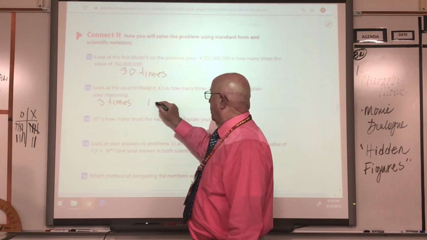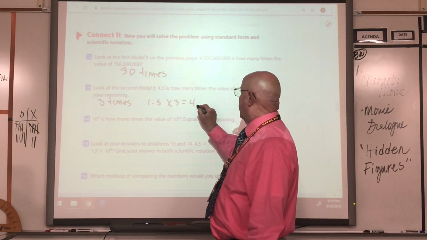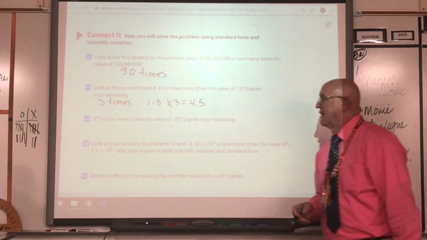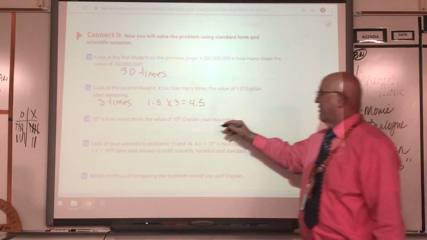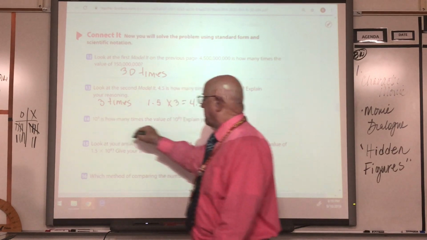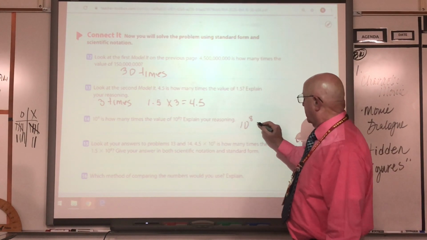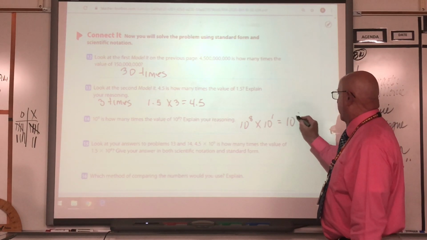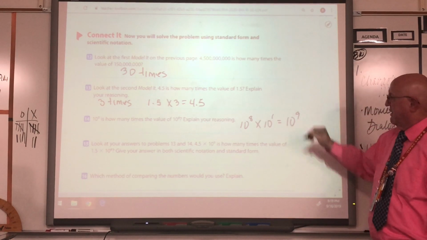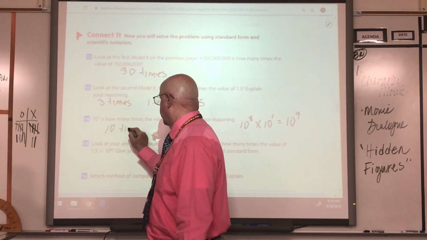So 1.5 times 3 is equal to 4.5. That's my reasoning for that. And 10 to the 9th is 10 times the value of 10 to the 8th, right? Because it's a power of 10. So 10 to the 8th times 10 to the first gives us 10 to the 9th. Everybody remembers that when you multiply, you add the exponents, right? So it's 10 times as much.